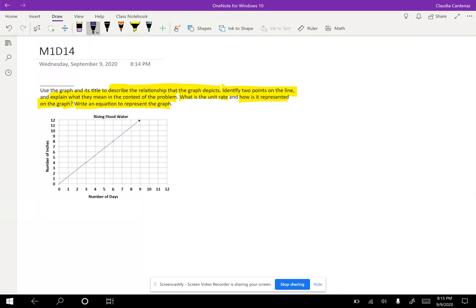So I'm just going to go ahead and number all the things that we need to do because it seems like everything we've been talking about for the last couple of weeks is coming together within this one problem.